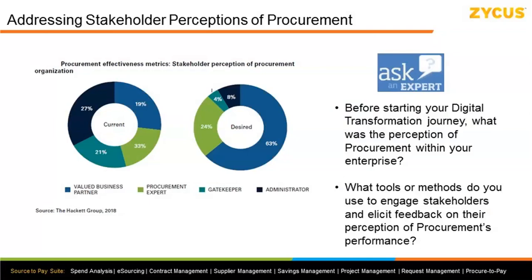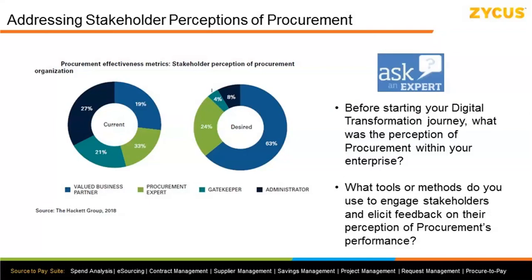So I want to go through each step in the process. Usually the jumping off point for source to pay is starting with spend visibility and spend analytics. And in fact, I will talk about that in a second. But first, I did want to get a quick assessment of the softer side in terms of how the procurement organization was perceived internally.